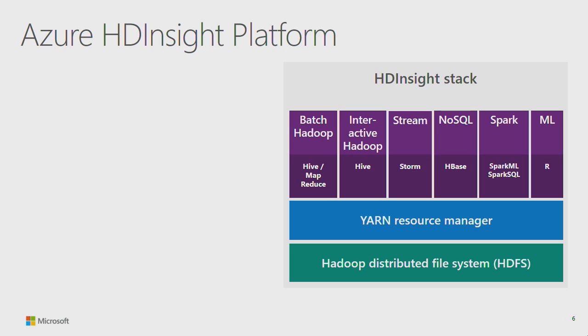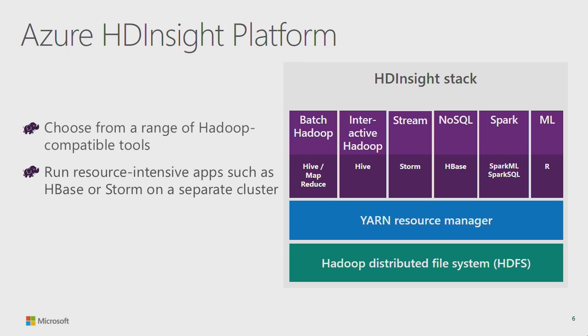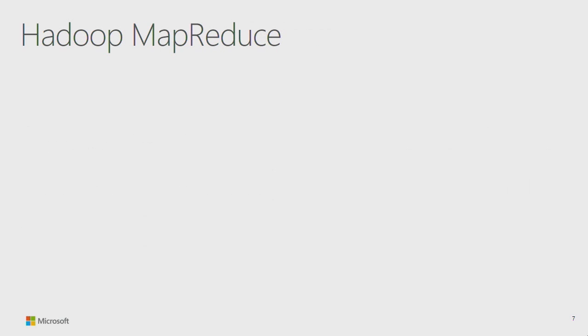For NoSQL, we offer HBase. We have a Spark cluster, which offers Spark ML and Spark SQL. And then we have an ML cluster for our server. All of these run on the Yarn Resource Manager, which together runs on HDFS. As I mentioned before, HDFS can be a local disk on the VMs, but we recommend using the cloud storage, which can be Azure Blob Storage or Azure Data Lake Storage. So again, HDInsight allows you to choose from a range of Hadoop compatible tools. It allows you to run intensive apps such as HBase and Storm on a separate cluster. And finally, it ensures better ROI by checking query results.